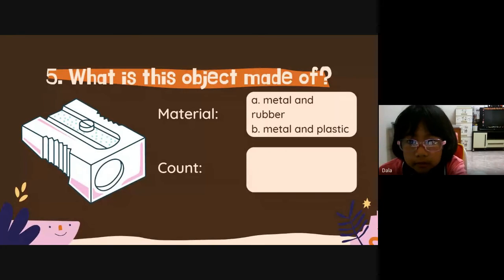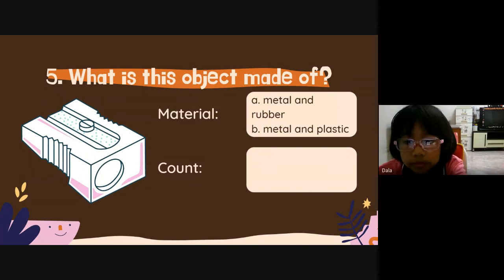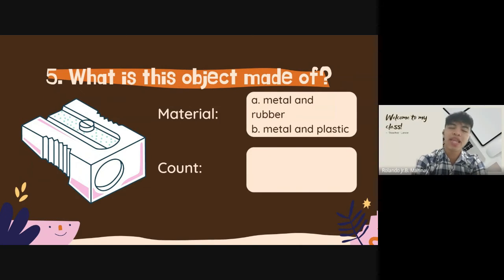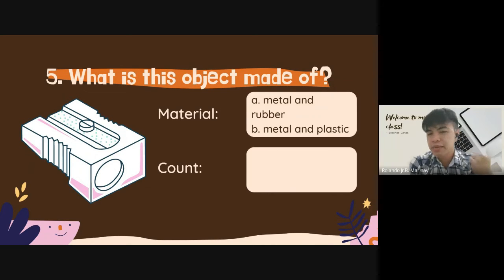How many materials? Metal and plastic. How many materials? Two. Very good. Now we're going on with the two materials, the metal and the plastic.